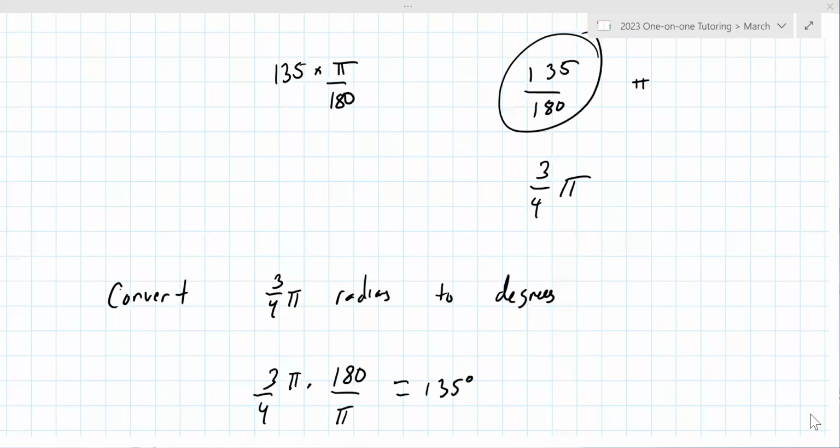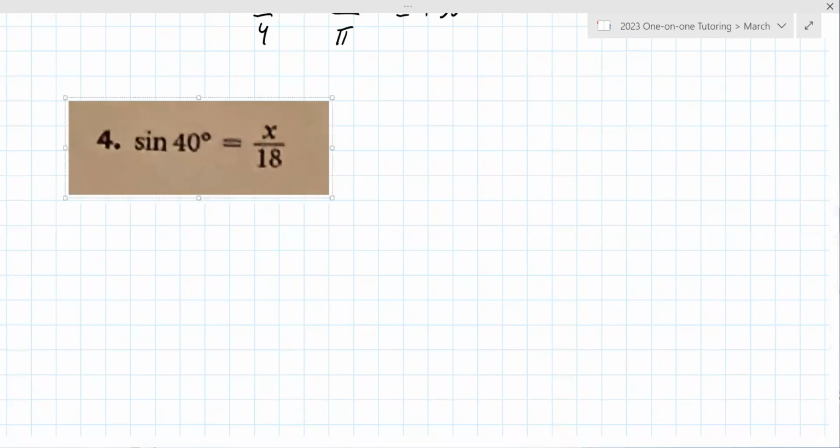Sounds good. All right. You'll definitely need a calculator for number 4 here. With this one, you are solving for X. So what is keeping X from being by itself on the right-hand side? Sorry, could you just say that one more time? What is keeping X from being alone on the right-hand side, from being by itself?